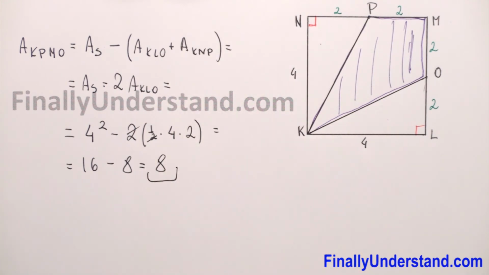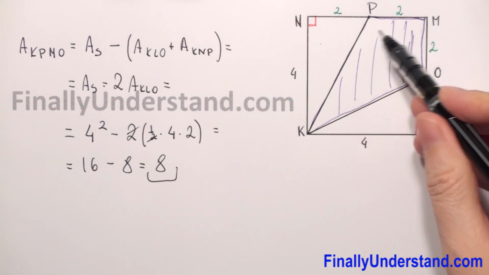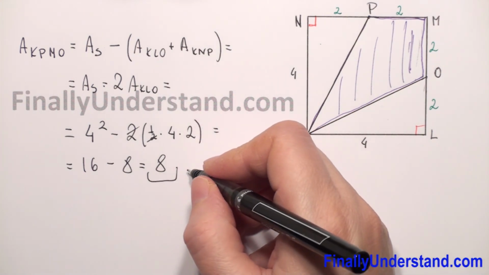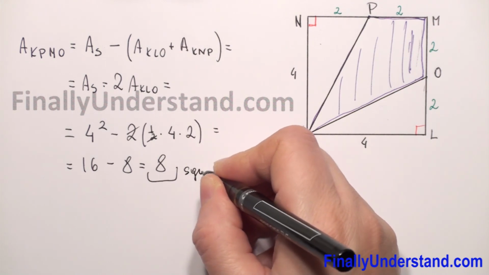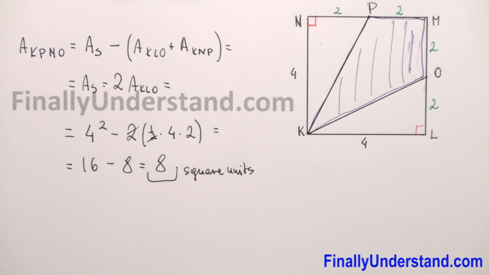We found the area of this quadrilateral inside this square. So this is 8 square units. This is my solution.